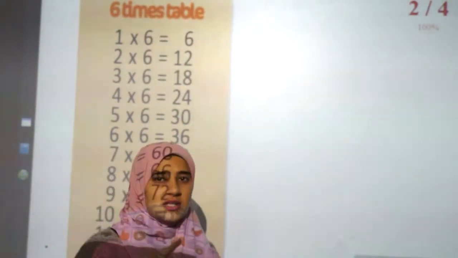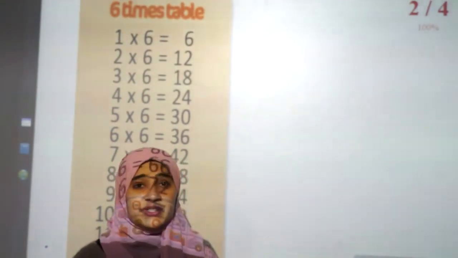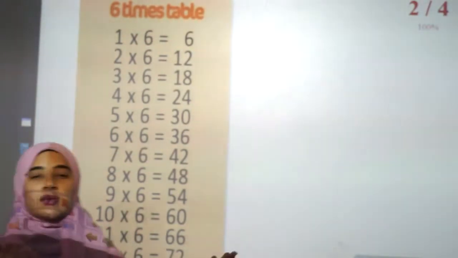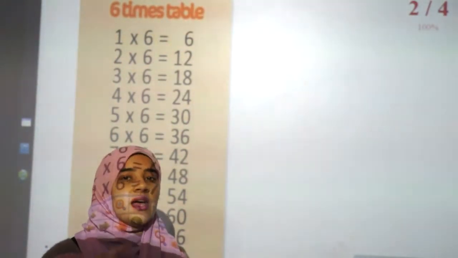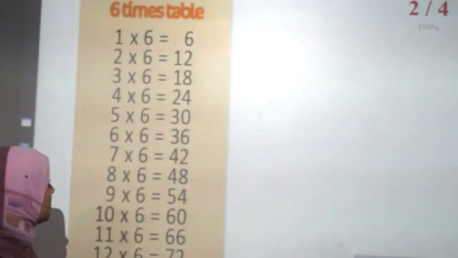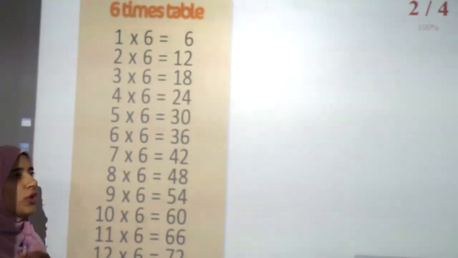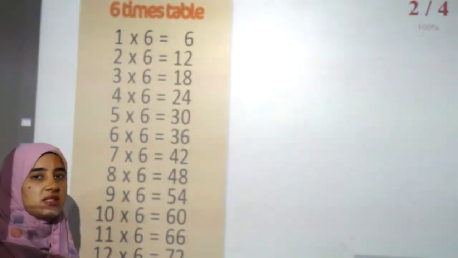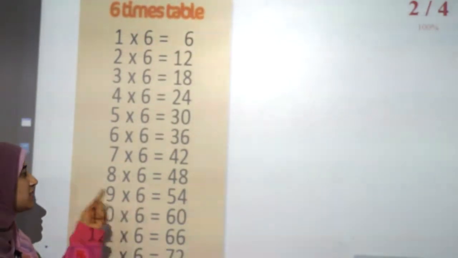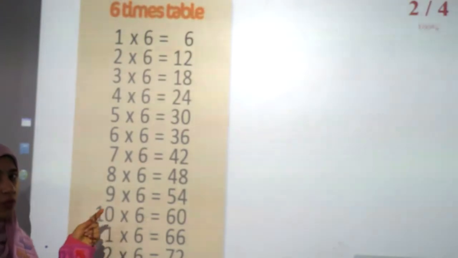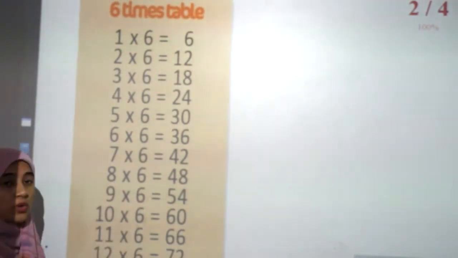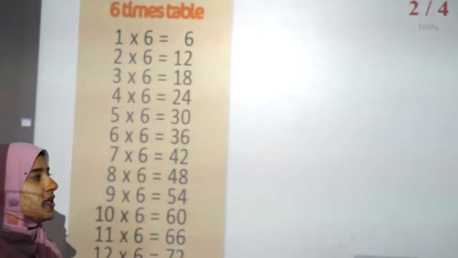If I say 6 times 5, it will be the same, 30. The new one here is what? 6 times 6, it will be 36. 7 times 6 equal 42. 8 times 6 equal 48. 9 times 6 equal 54.